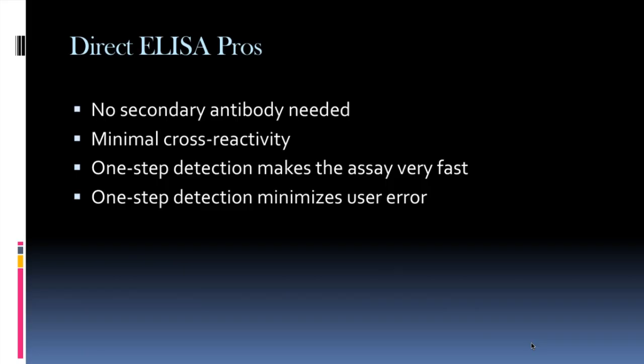Secondly, because there is one-step detection through one antibody, the assay is going by very quickly. And additionally, only using one antibody minimizes user error. So there's one step, there are less opportunities for us to make mistakes.